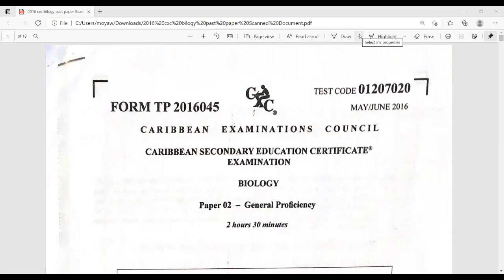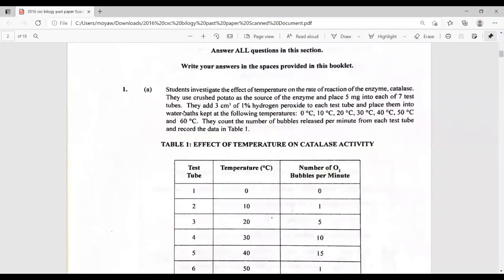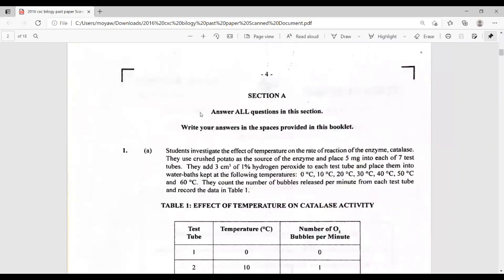I'm your host, MISSBIOCHEM'S. So today we'll be reviewing paper 2 of the May, June 2016 CXE Biology past paper. Let us begin. So in section A, answer all the questions in this section. Write your answers in the space provided in this booklet.